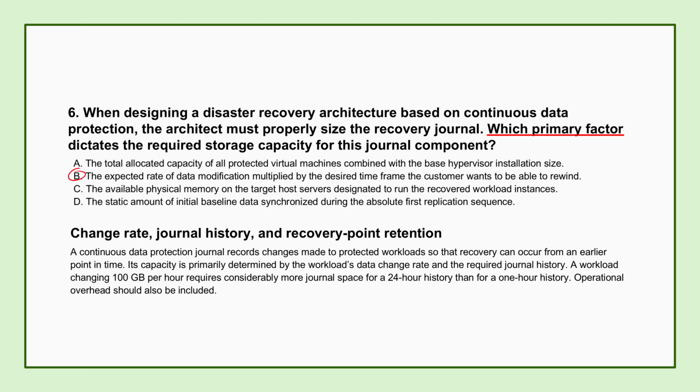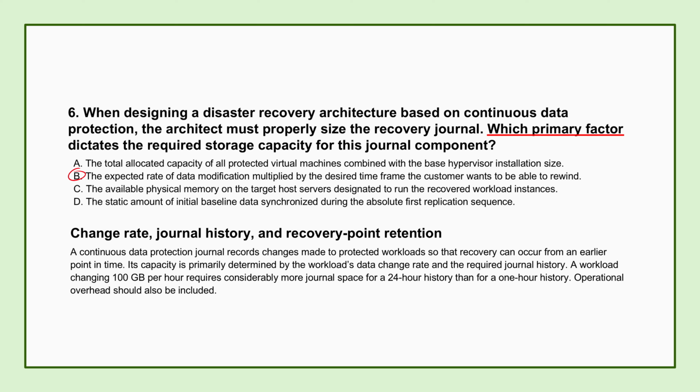So if I have a massive application environment, let's say 100 terabytes of virtual machines, my recovery journal is not sized to hold 100 terabytes. This raises an important point about the difference between a baseline sync and a continuous journal. Okay, lay it out for us. You do have an initial baseline copy of that 100 terabytes, yes. But the journal itself only holds the delta, the exact blocks of data that have changed.